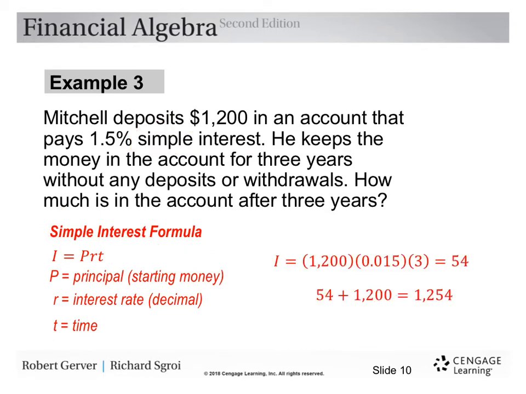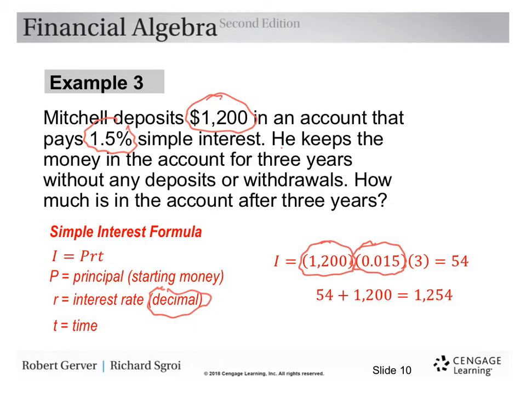All right, if we plug in our numbers, we got $1,200 is the money he starts off with. Okay, so there's the $1,200 right there. The interest, 1.5%. But remember, we must change that to be a decimal. So that's going to be 0.015. We move the decimal point 2 places to the left.